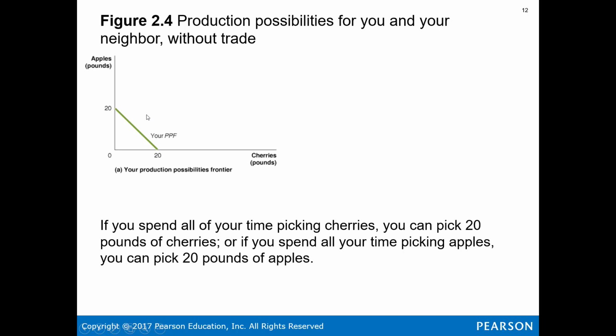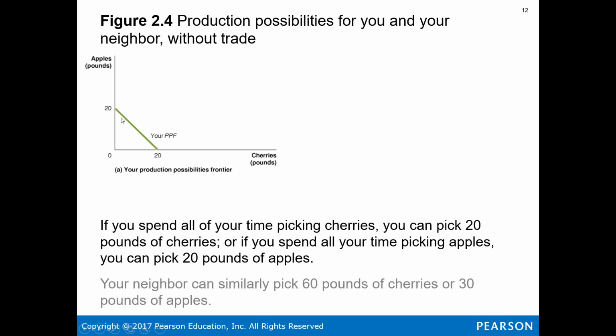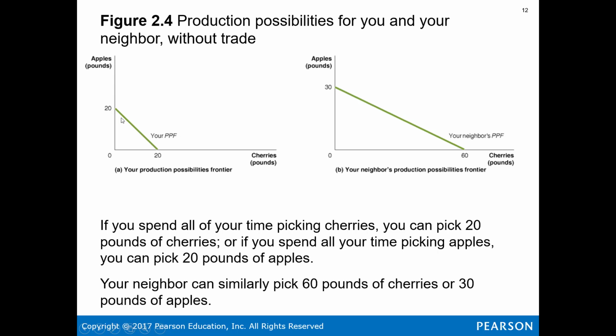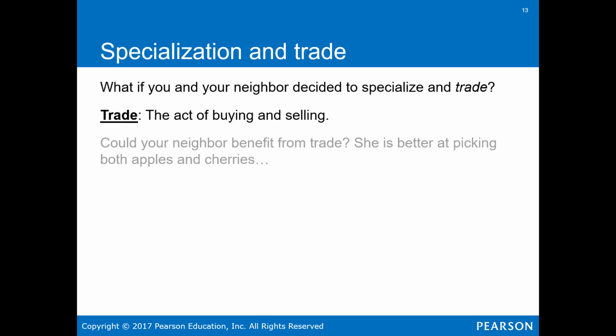So that's your production possibility frontier. It's a one-for-one trade-off. Your neighbor, however, it's not a one-for-one trade-off, right? If you spent all your time picking cherries, you'd pick 20. If you spent all your time picking apples, you'd pick 20. Your neighbor, similarly, can pick 60 pounds of cherries compared to 30 pounds of apples. So what would you do?